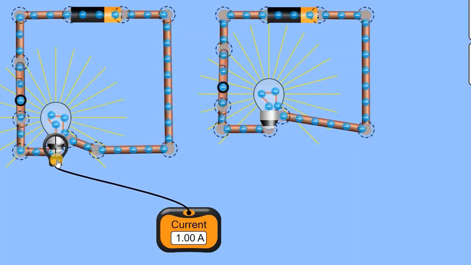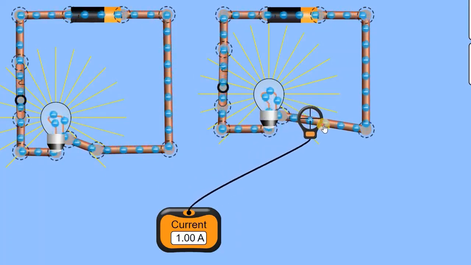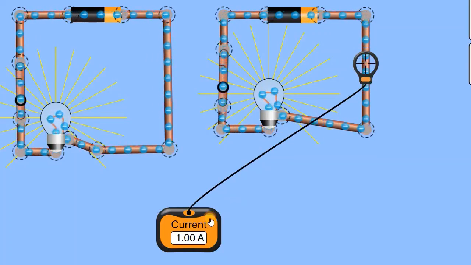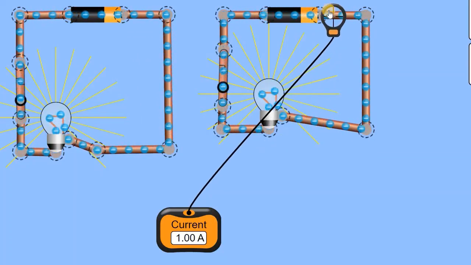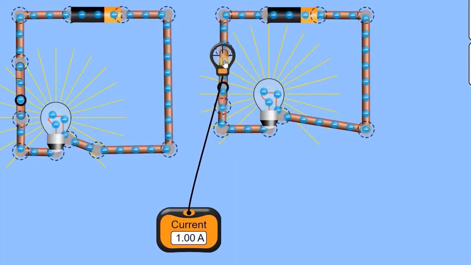Even in the bulb itself, we can see these little blue circles, or the coulombs of charges, are passing through everywhere at exactly the same rate, which is at the moment 1 coulomb of charges per second, therefore 1 ampere. Putting it over here, we can see it's exactly the same everywhere where you put the target. The reading remains 1 ampere, so we've got exactly the same series circuits at the moment.